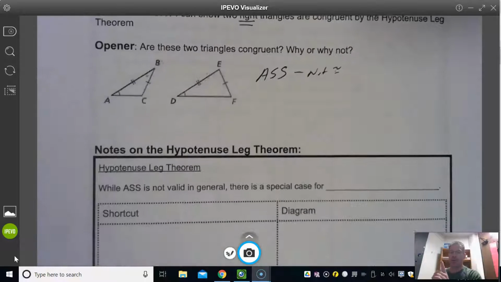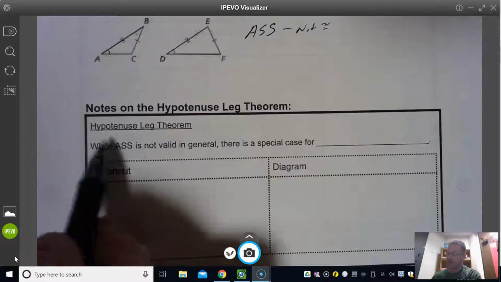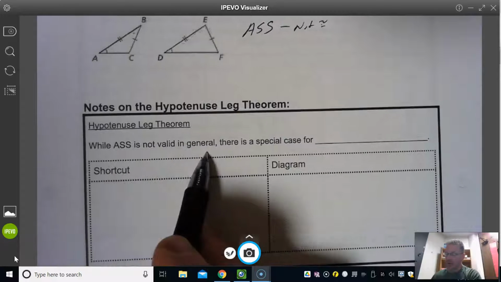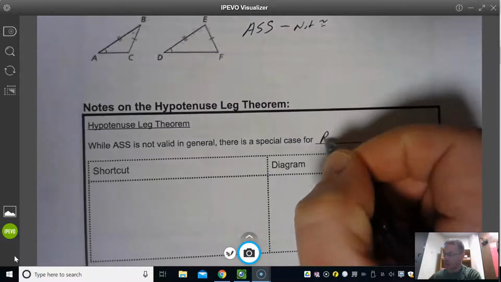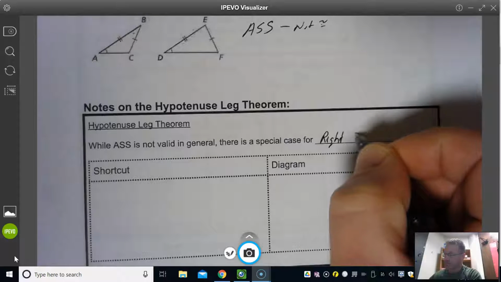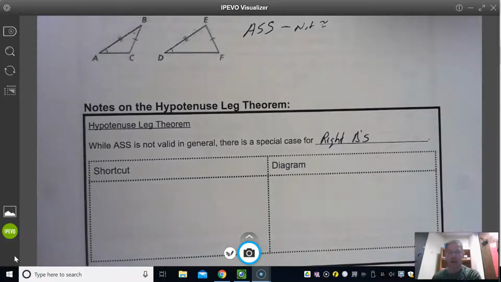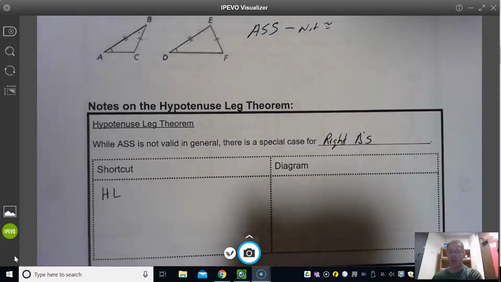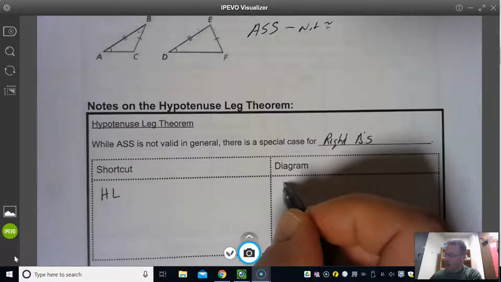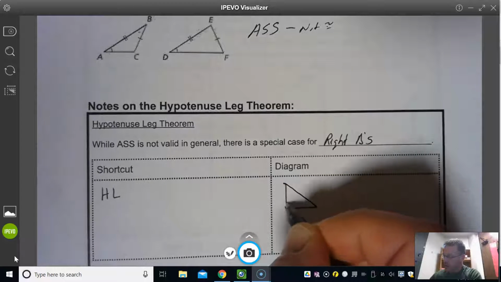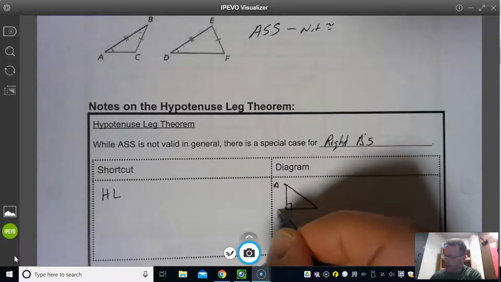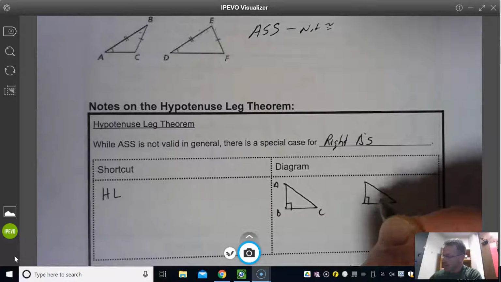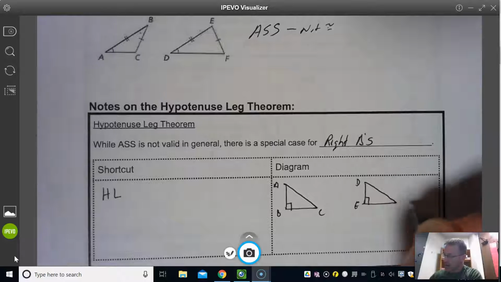Now, let's look at our notes here. So while angle, side, side is not valid in general, there is a special case for right triangles. And that is the HL, and that means hypotenuse leg. And so what this is, and I'm just going to draw our picture here. Here's our right angle. So A, B, C, and then D, E, F.